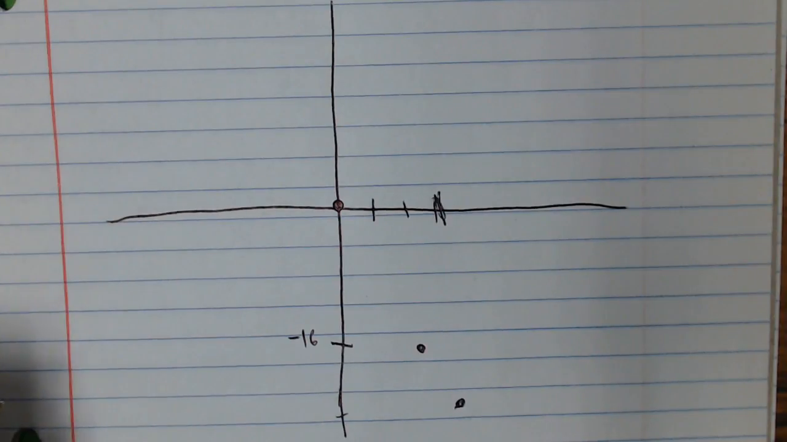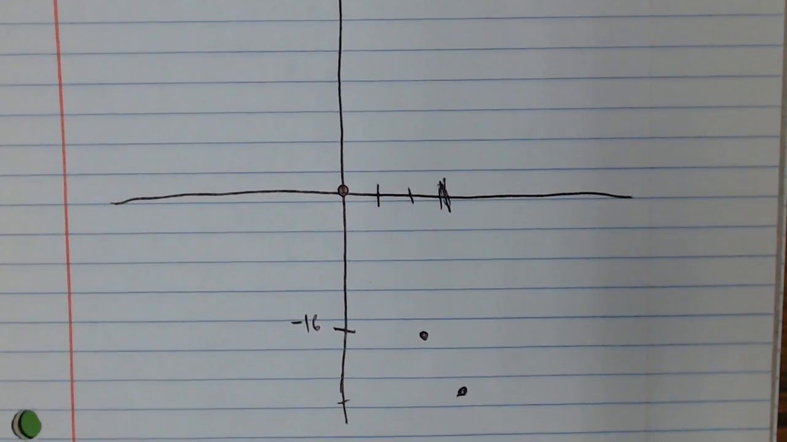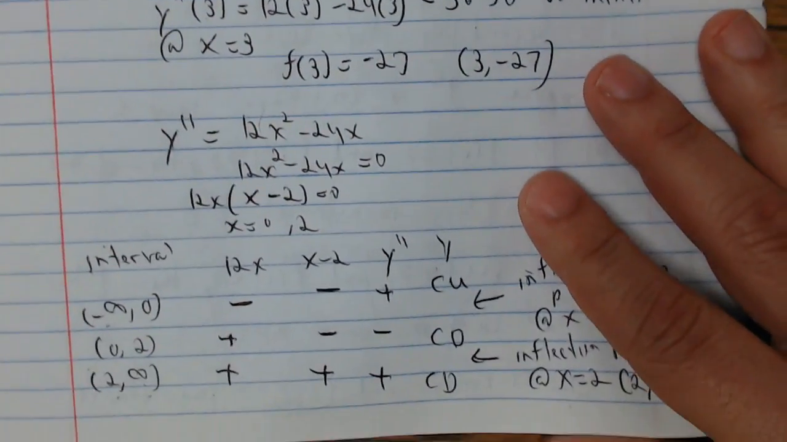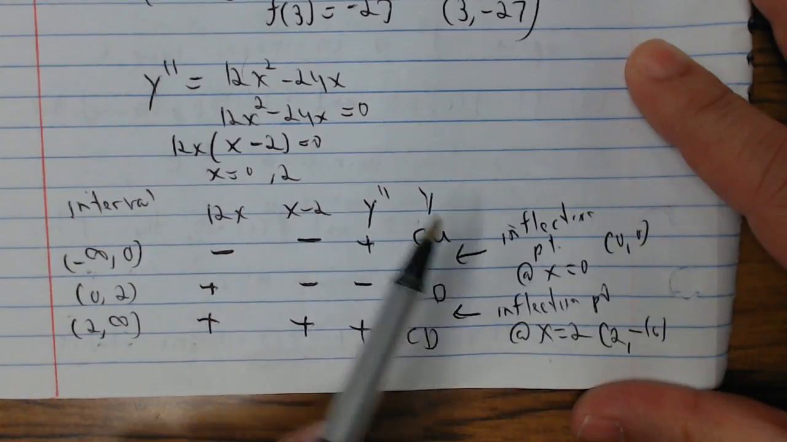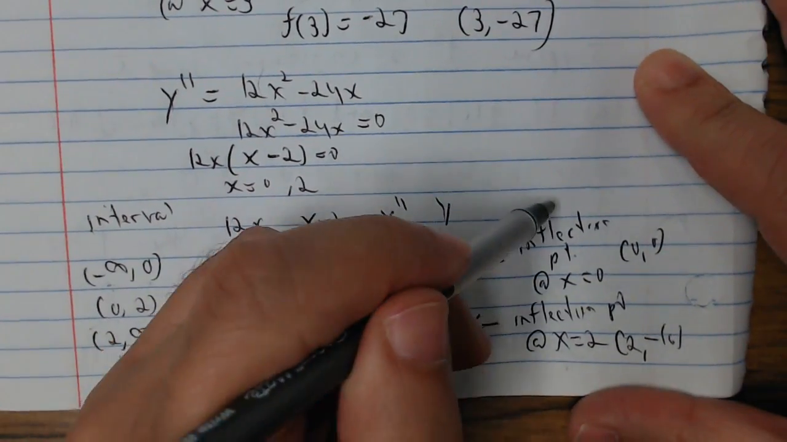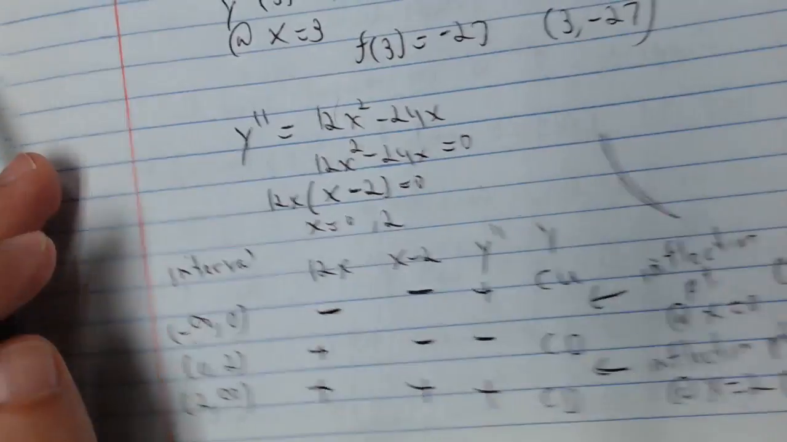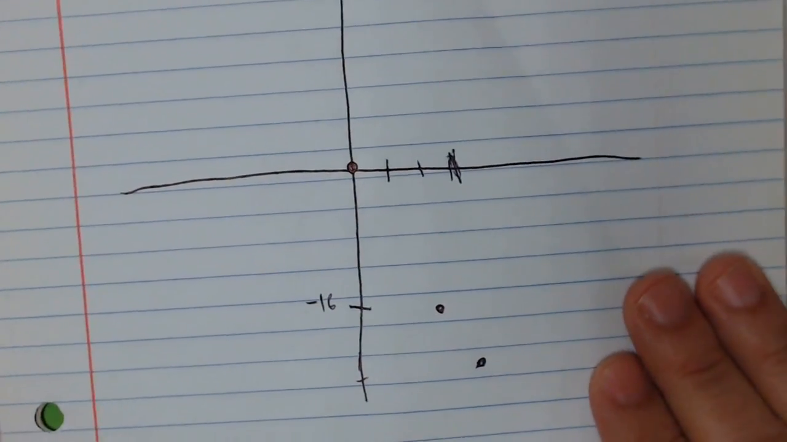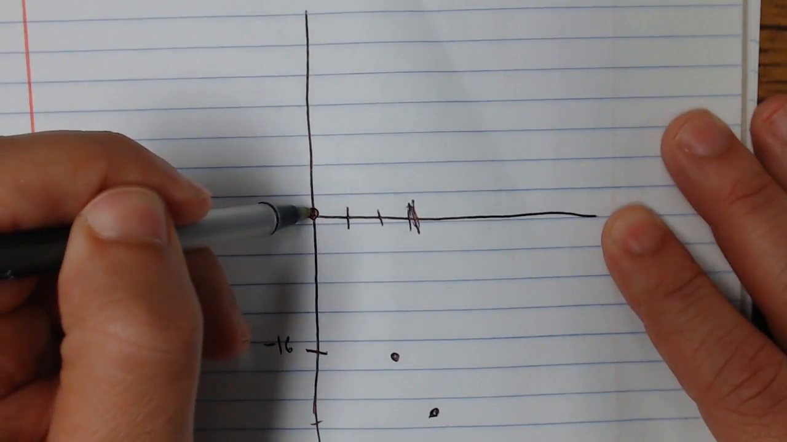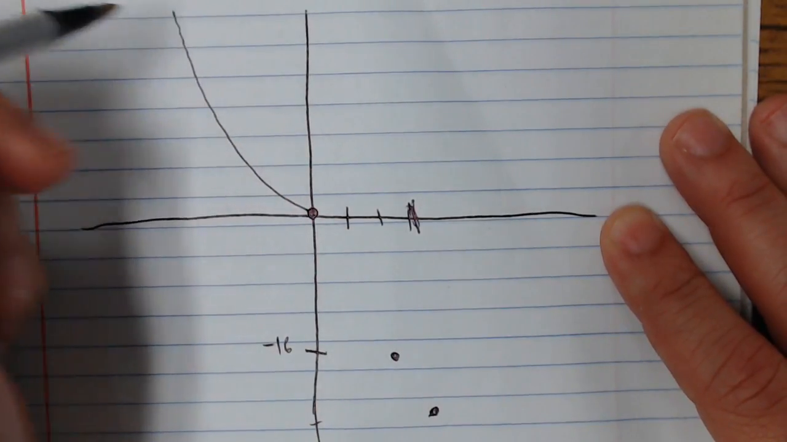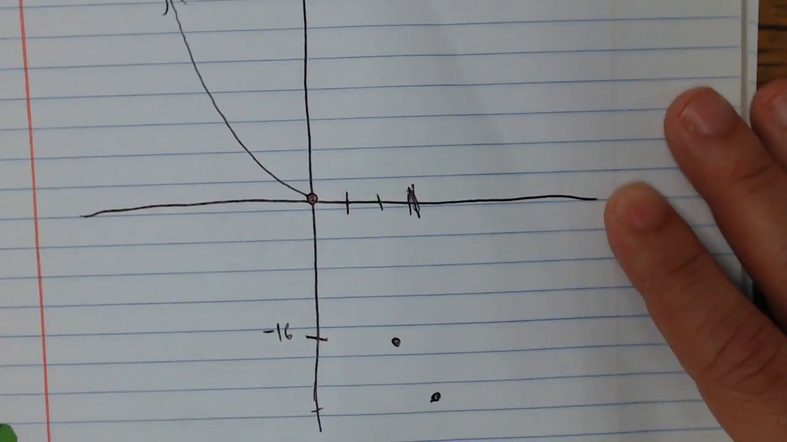So what do I notice here? Let's go back to our intervals of concavity. From negative infinity to 0, my function is concave up. Concave up means it has to look like this. And when I look at this, what do I notice? If I'm drawing something that's concave up, it has to do something like that. Okay? And then what do I notice?